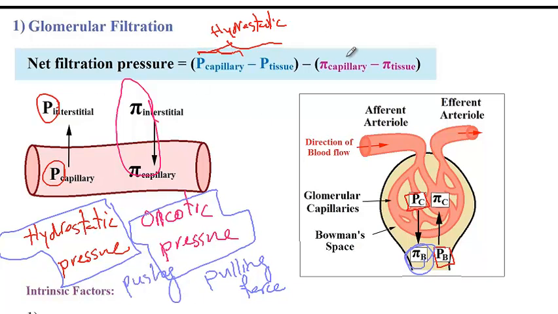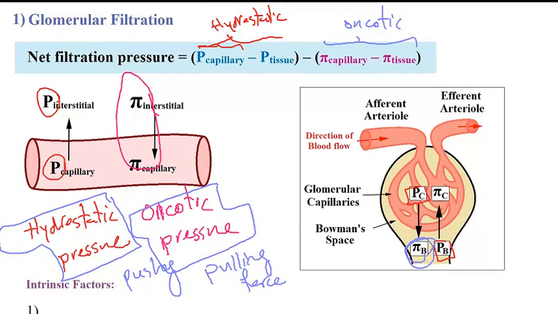Putting all these things together, we come to this final formula that tells us net filtration is hydrostatic pressure inside the capillaries minus hydrostatic pressure inside tissues, and then this whole value minus pi of the capillary minus pi of the tissue or the Bowman's capsule. Again, you don't really need to memorize this formula. It's more about understanding what hydrostatic pressure does, which is push fluid out, versus what oncotic pressure does, which is pull fluid towards itself.